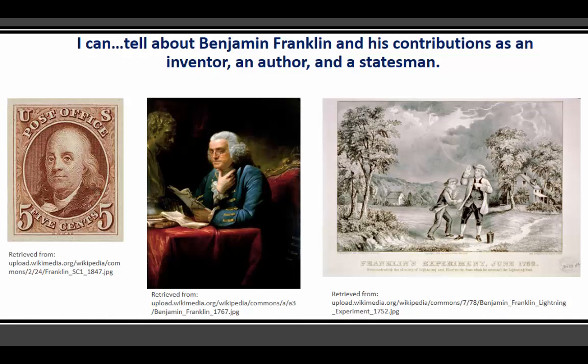The first image on this slide shows Franklin on a stamp from 1847. He was the head of Congress when the U.S. Postal Service was created in 1775. The second image was painted by David Martin and illustrates Franklin's love of reading, his curiosity, and his dedication to learning. The third image illustrates Franklin's experiment with lightning and electricity in 1752.